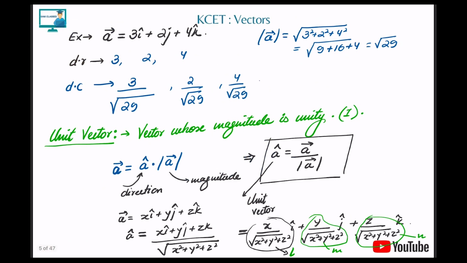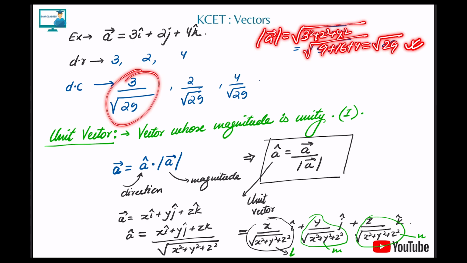Let's take an example. Let's say we have a vector equal to 3i plus 2j plus 4k. What will be the direction ratio first? Directly, the direction ratio is nothing but the scalar part, these 3, 2, 4. What about the direction cosine? Find the magnitude. The magnitude of this vector is root under x square plus y square plus z square, which is 3 square plus 2 square plus 4 square. That is 9 plus 4 plus 16, which is root 29.